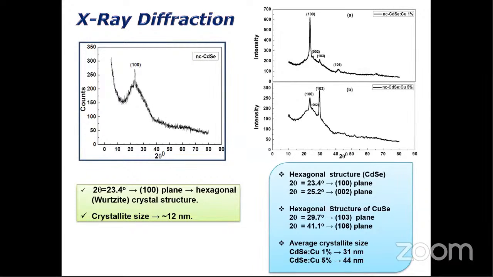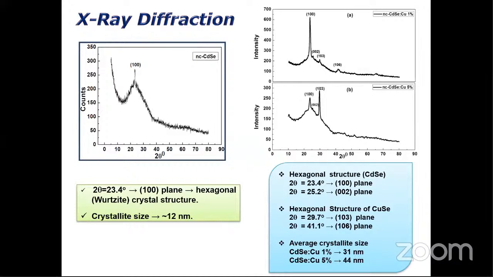Here we have seen that when it is undoped material, we are getting just one peak, the 100 plane, of the hexagonal or wurtzite crystal structure, and also a peak at 23.4 degree. However, when we have doped it, we are getting two or more peaks. In copper 1%, we are getting 100 and 002 peaks. In the other case, we are getting the other hexagonal structure, copper selenide. So one is for cadmium selenide, the 100 plane and 002 plane.